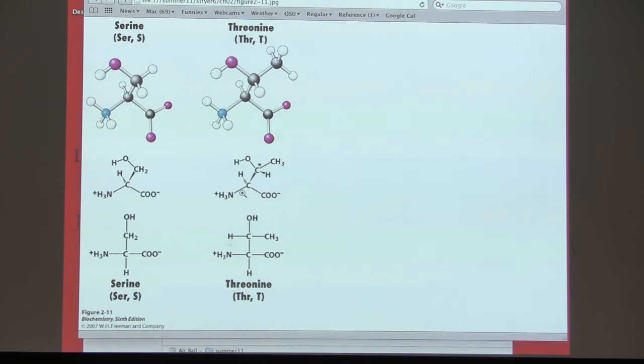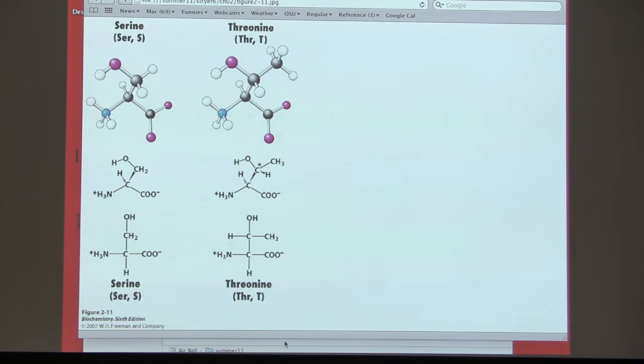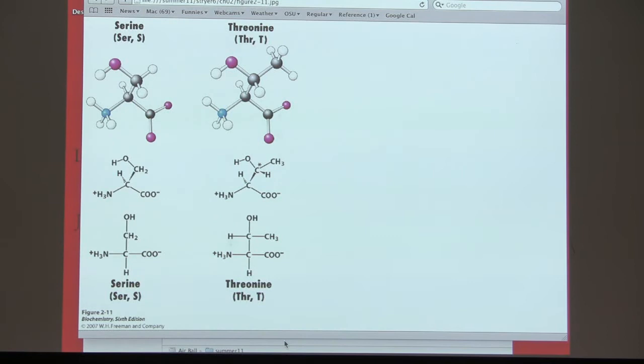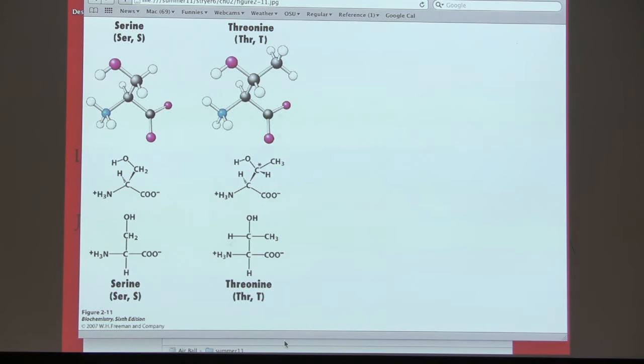Serine and threonine are two of three amino acids that have hydroxyls. The other one was tyrosine. You should know that: serine, threonine, tyrosine. That's the only three that have hydroxyl groups. Now that will turn out to be very important later because hydroxyl groups are places of attachment of phosphates. These are the three amino acids where phosphates get attached, and they get attached on the R groups of these molecules.